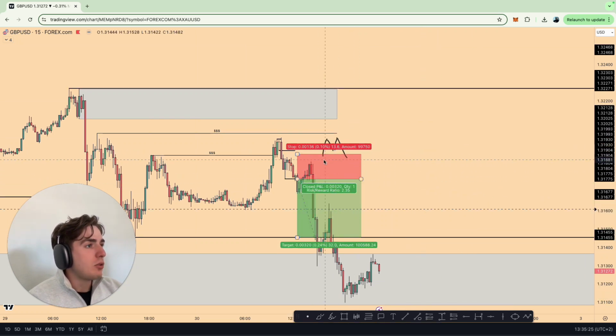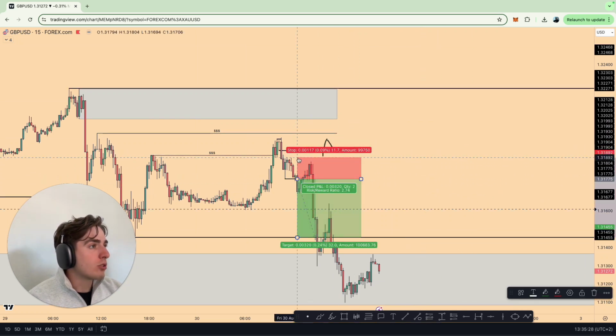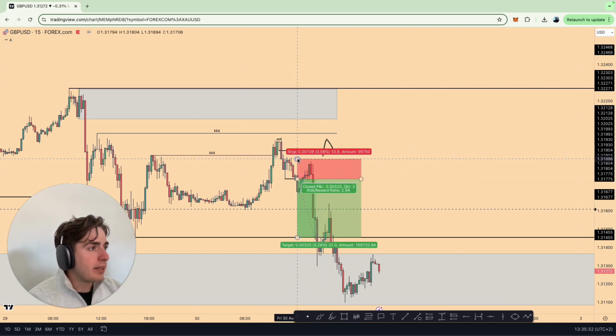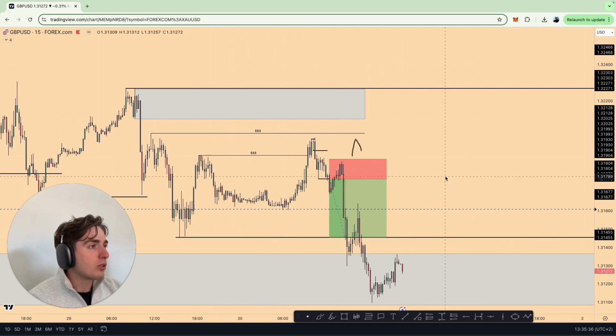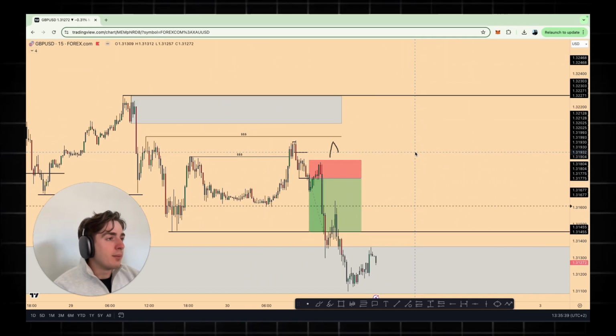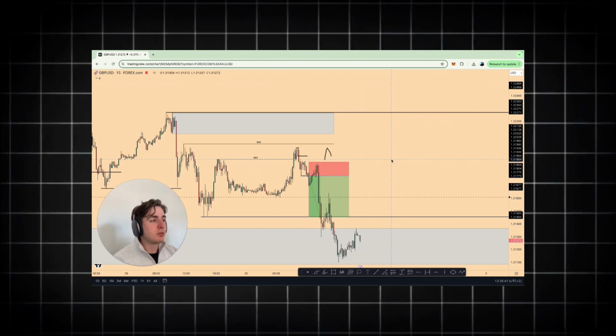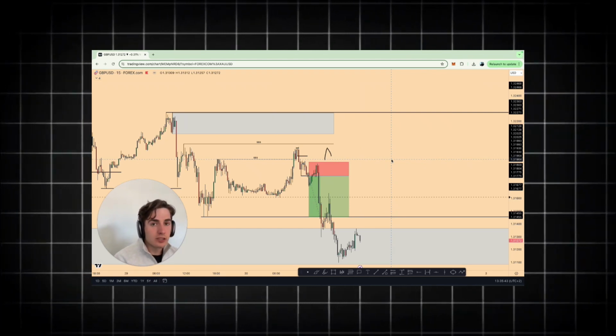And as you can see, we take the sell, we place a stop loss, and on my broker it was around 11 pip stop loss. You can place it like this, and then we just target a new lower low here for a 1 to 3 risk to reward. So that is simply how I took GBP USD. I hope you guys enjoyed this short trade breakdown.